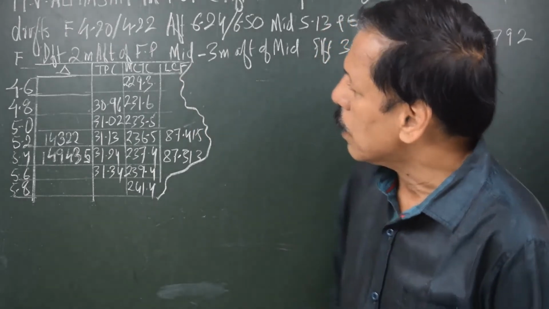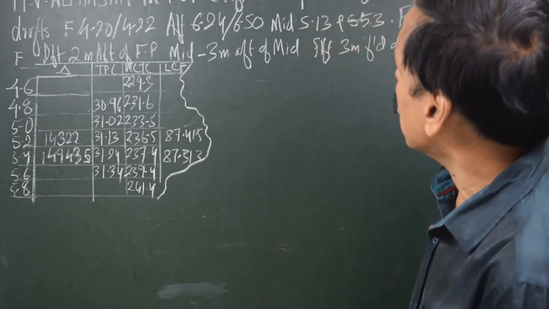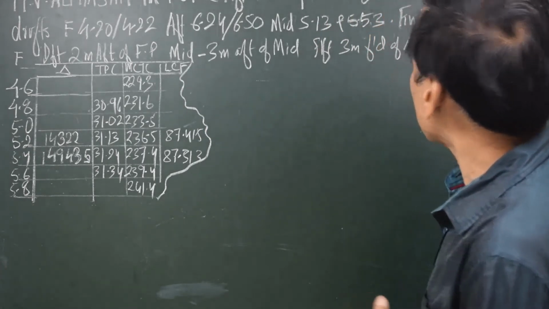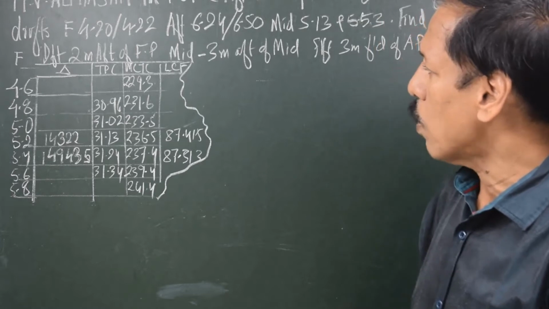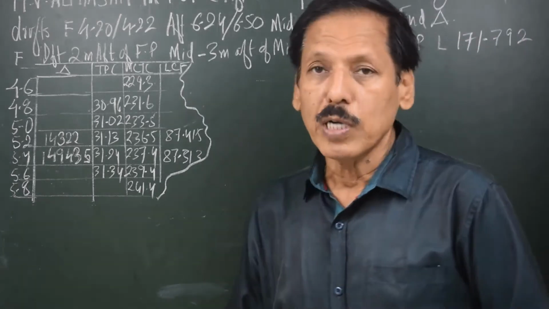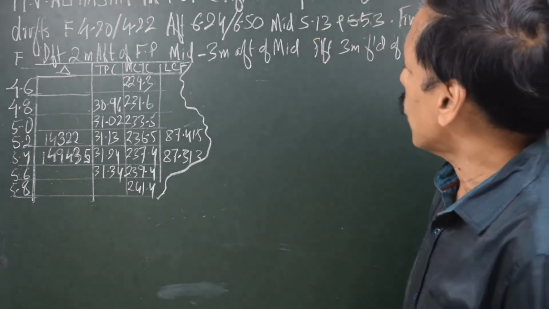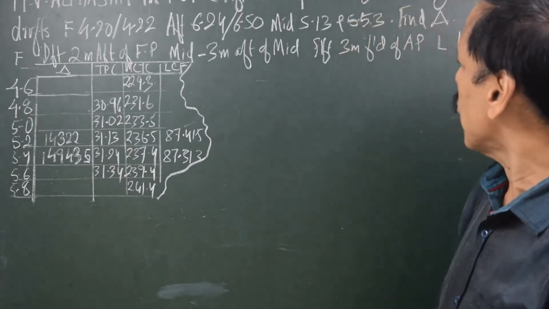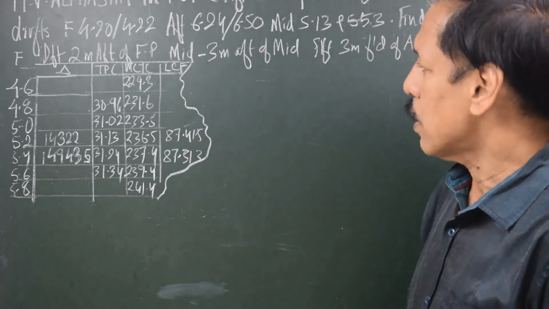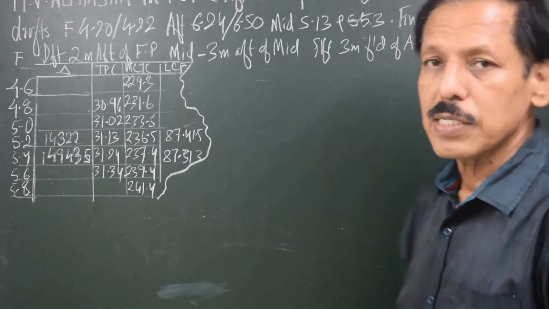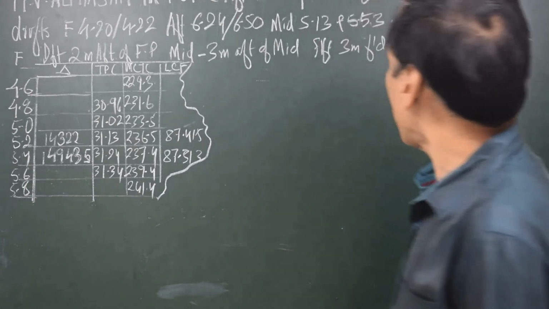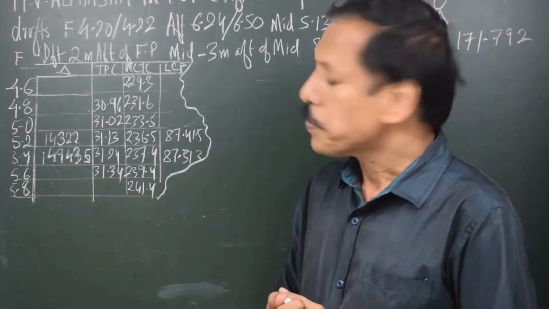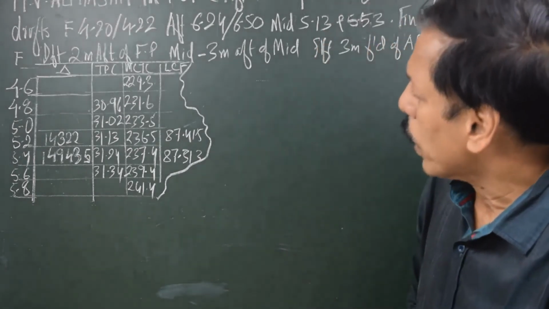The question reads: MV Alpha ship is in density 1.012. After completion of the discharge, she had drafts forward port and starboard 4.2, 4.22, aft port and starboard 6.24, 6.50, midships 5.13, 5.53. Find the displacement. The length of the ship is 171.792. Now the drafts forward, aft and midship are located like this.